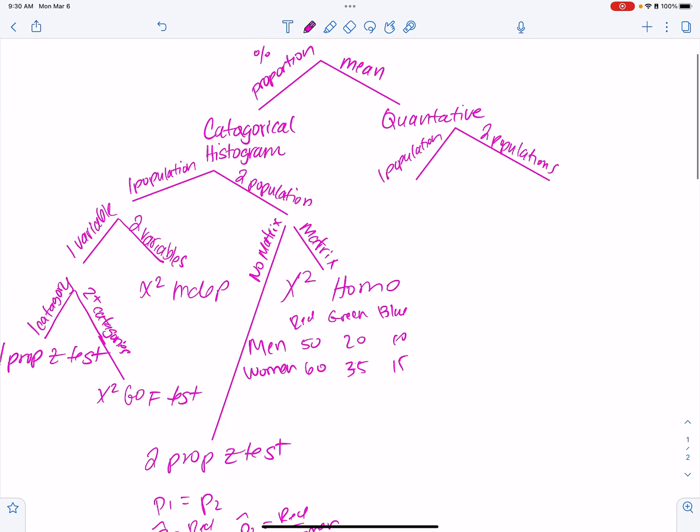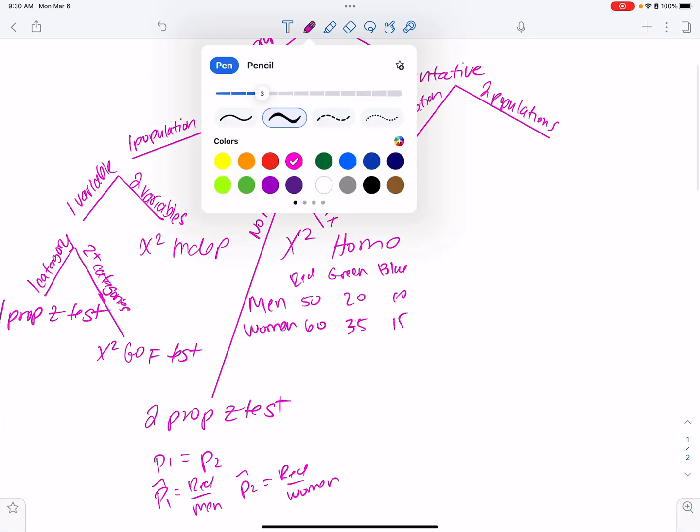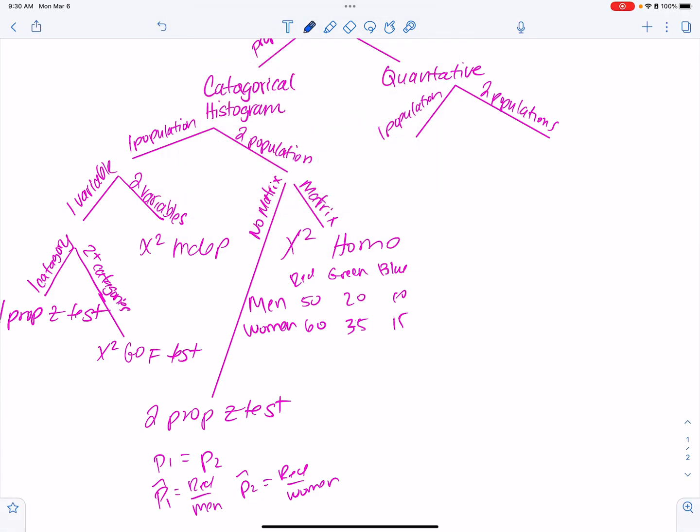All right, for quantitative data now, remember, I'm going to put these in a different color just so our chart won't go so crazy. We have a 1 sample T. We have a 2 sample T. We have paired T. And we have linear regression T. I think I got them all.